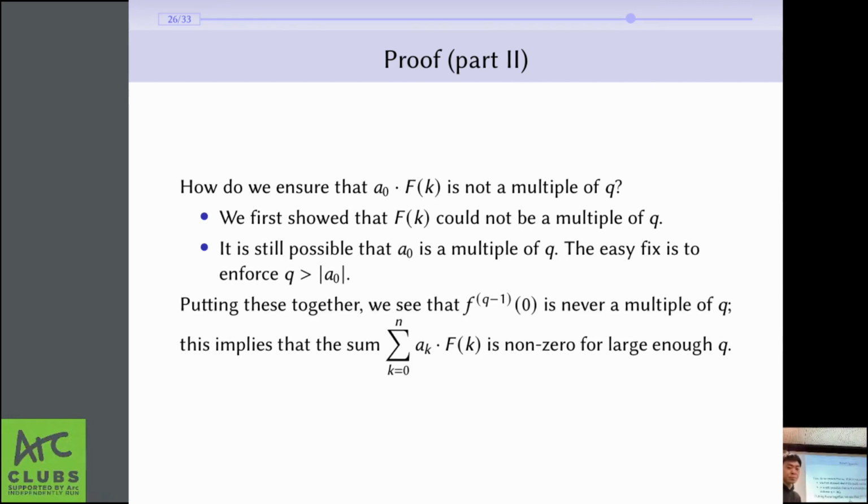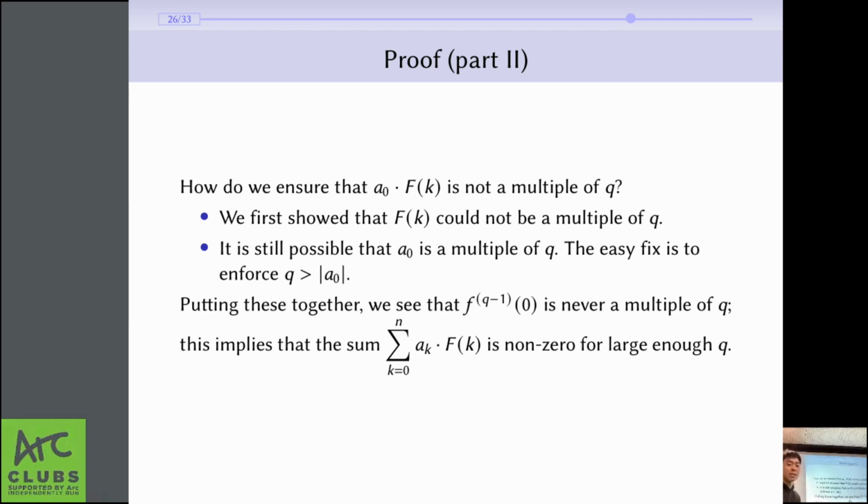But what does that imply? Well, remember that this implies that this sum is not 0. Because if this sum were to be 0, then this term here, the q minus 1 derivative of f evaluated at 0, must be a multiple of q, right? Because every other term is a multiple of q.